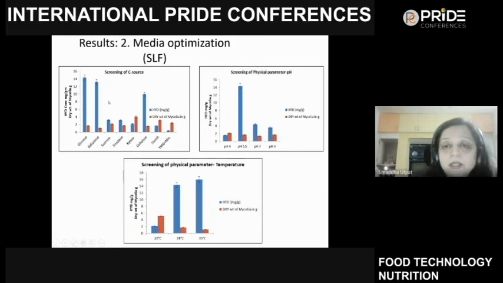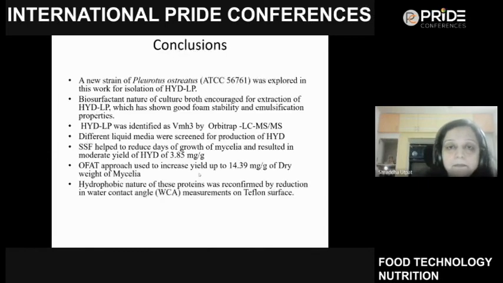has given the maximum yield. Then we went on to optimizing the pH 4, 5.5, 7, and 9, and we found that at pH 5 the yield was optimum. We also tried different temperatures, and actually at 35 degrees Celsius, there is a slight increase in production of hydrophobins, about 16 milligram per gram.